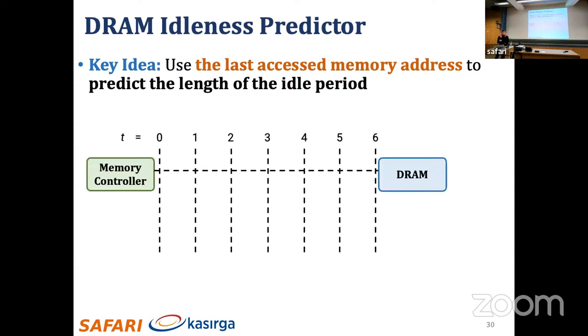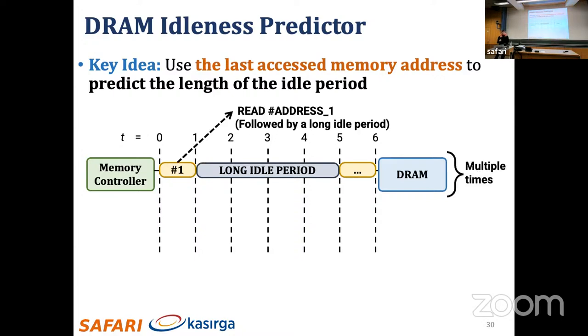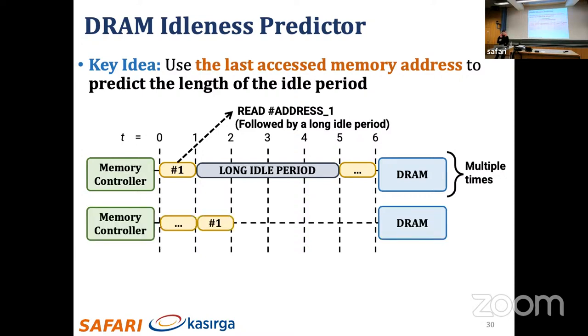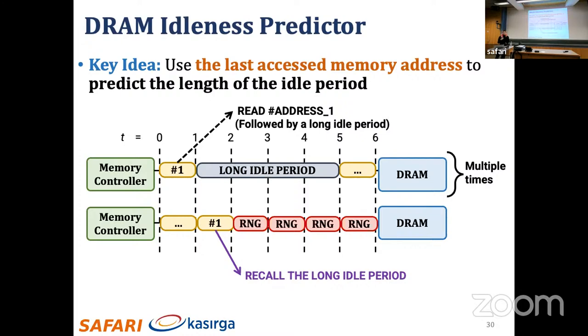If a request to certain memory addresses is frequently followed by long idle periods, this can point to certain memory access patterns, like a regular memory access that is leveraging the cache hierarchy. And then there is a good chance that in the future, the same address will be followed by a long idle period again. So our predictor recalls this address that precedes a long idle period and starts to generate random numbers after that address is accessed again.